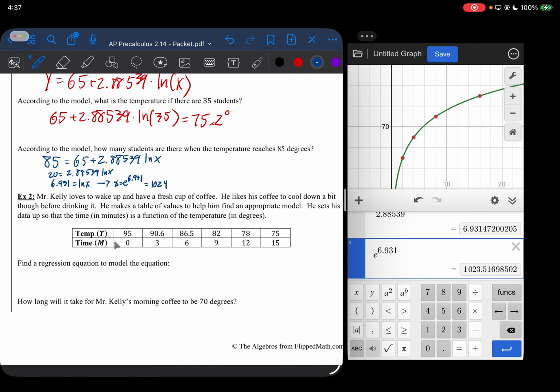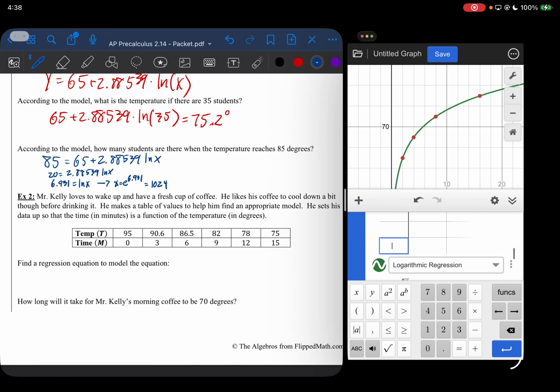temperature in degrees. If I look at time, time is down here. Normally time is the x value, but here we're not doing that. Here we're making time the dependent variable because it goes up by 3. So now if we go back up, let's change these values in our table.